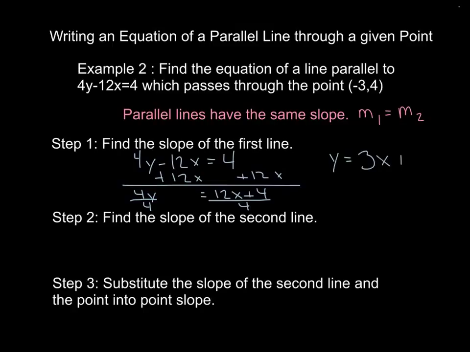3x plus 1. Now from this, it's very simple to see what the slope of the equation is. The slope of our first equation, m1, is equal to 3. From here, we remember that m1 is equal to m2, because we're looking for a parallel line. Now we know m1 is going to be equal to 3, and that's going to tell us that m2 also is going to be equal to 3.